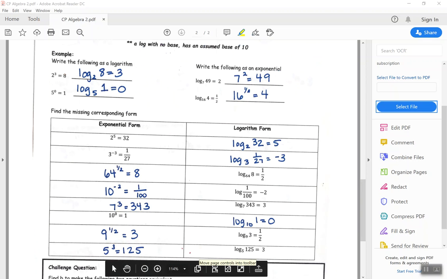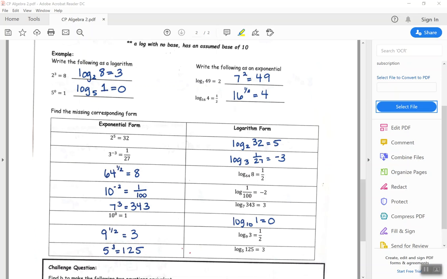So this is what we should have gotten when we did our rewrites. So 2 to the 5th equals 32 is log base 2 of 32 equals 5. 3 to the negative 3 equals 1 over 27 would give me log base 3 of 1 over 27 equals negative 3. And so on and so forth.